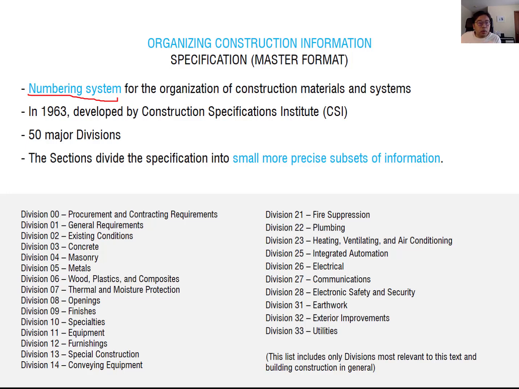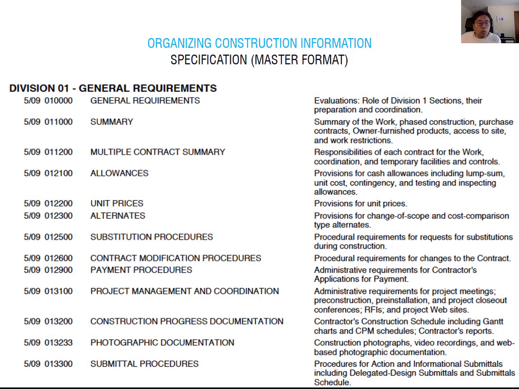For example, when you click division 01, which is the general requirements, you can see more detailed information here. Depending on the last digits, there are different categories you can find. So it is much easier to communicate. If you want to talk about the unit price, you can just ask them, please open 012200, and it is easy to find the unit price.